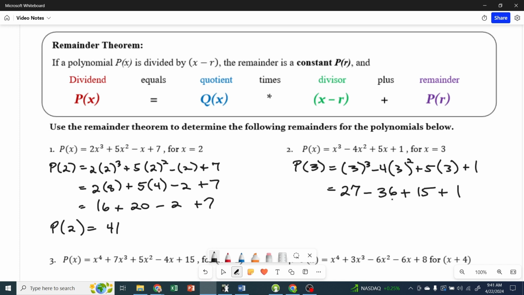Well, 27 minus 36 is negative 9. Negative 9 plus 15 is positive 6. 6 plus 1 is 7. So p of 3 is 7. So if we divided this by x minus 3, we would have a remainder of 7. That's all that this is saying.